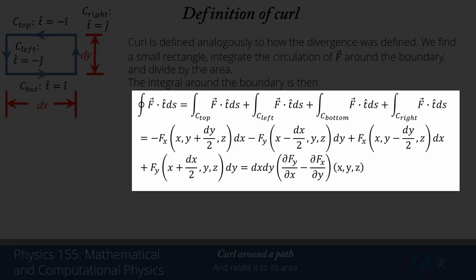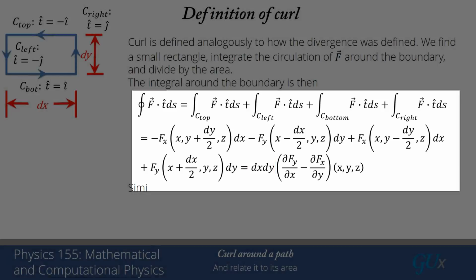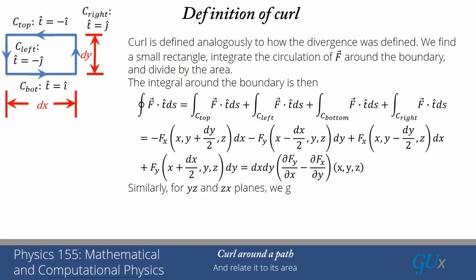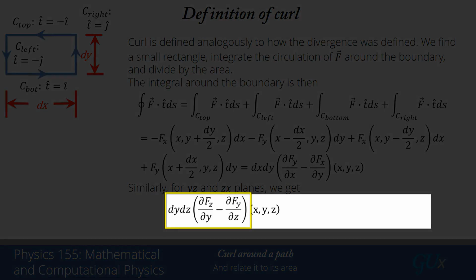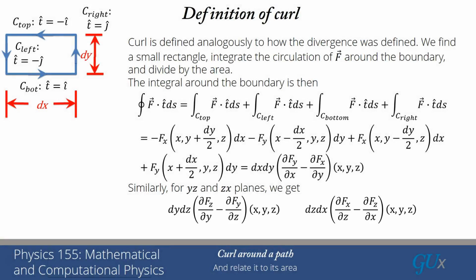And you can see that I've got leading in front of this an area. So if I ultimately divide by the area, I'm going to just be left with the derivative terms. Similarly, if we work in the yz and the zx planes, we'll find dy dz times the quantity dfz dy minus dfy dz, or dz dx times the quantity dfx dz minus dfz dx. And so you should carefully work out and make sure you understand where all of those terms come out, and understand carefully how I got the signs right in doing those particular calculations.